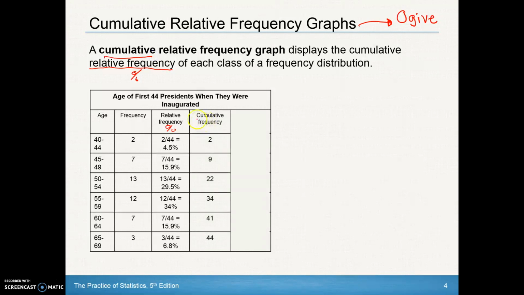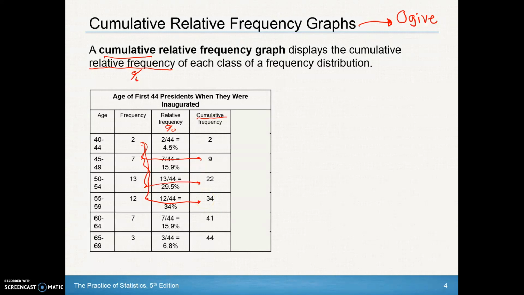So cumulative means to add them up. So here we have 2 presidents between 40 and 49. And then if we get up to 49, we've got a total of 2 plus 7. That gives us that 9. All right. So this 22 is all 3 of these added up to give you the 22. All 4 of those categories added up to 34, etc., etc.